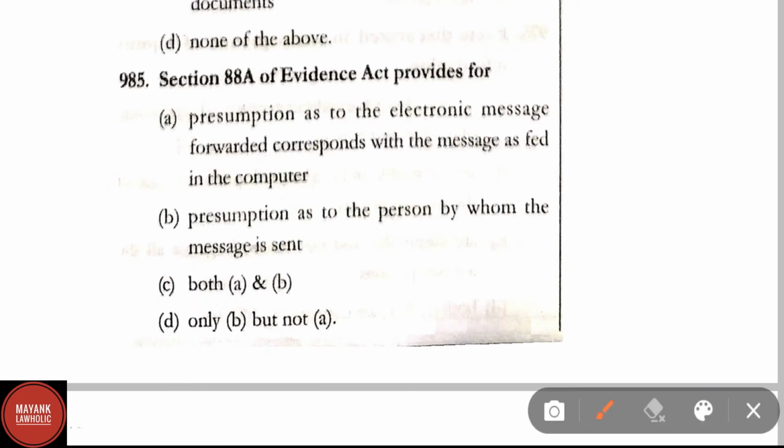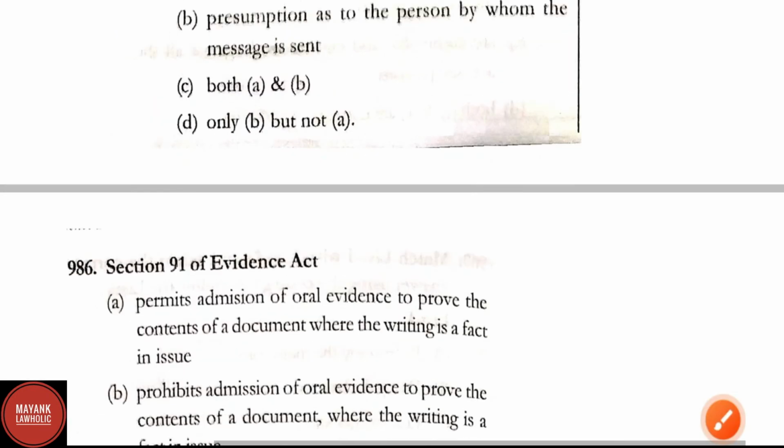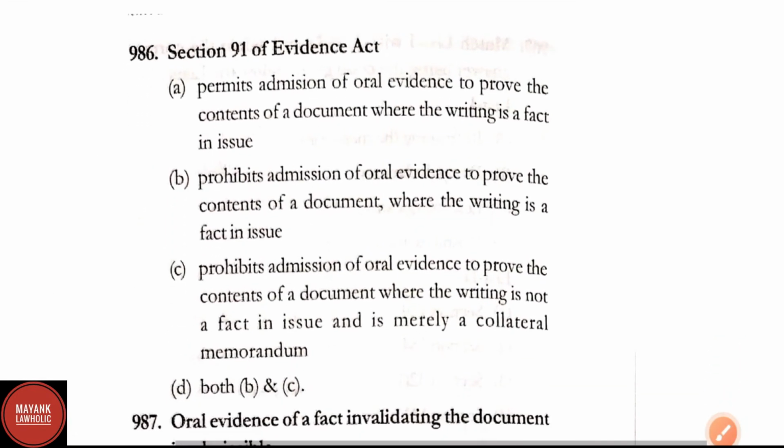Question number 985. Section 88A of the Evidence Act applies for? Presumption as to electronic message forwarded corresponds with the message as fed in the computer. Presumption as to the person by whom message is sent, both A and B, and option D, only B but not A. Here correct answer is option A. Section 88A of the Evidence Act provides for presumption as to the electronic message forwarded corresponds with the message as fed in computer.